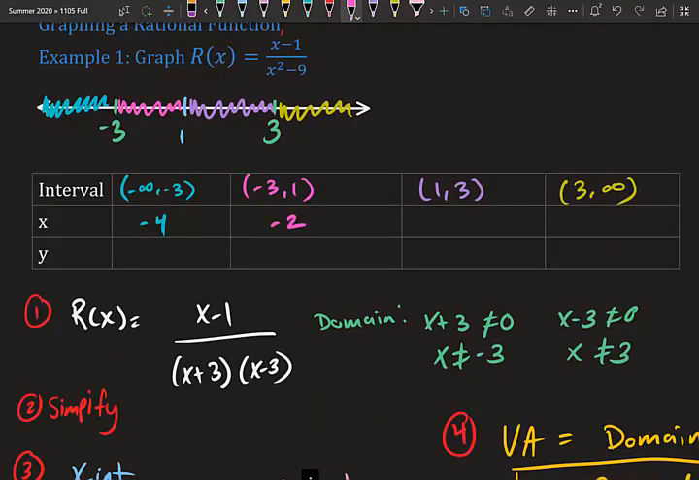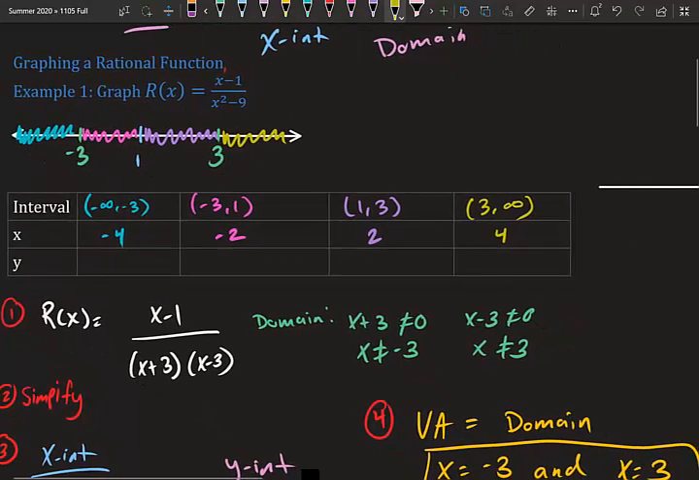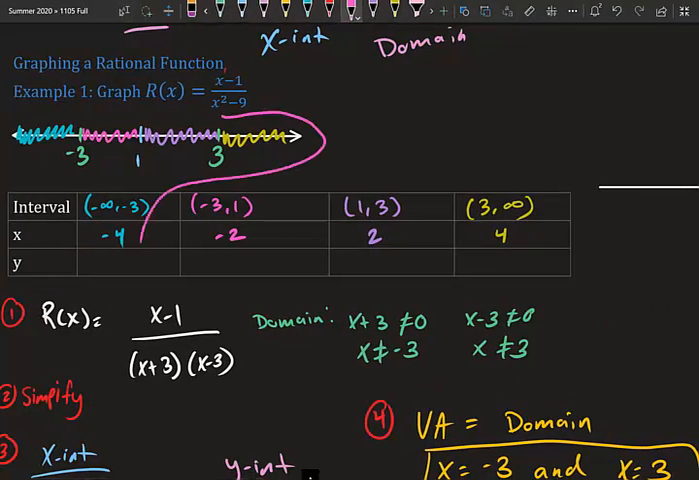You could have picked -1, or -2.5. I just picked -2. A number between 1 and 3, that's 2. And a number between 3 and infinity, I picked 4. With the x's, you either plug it into the function or you use your calculator.